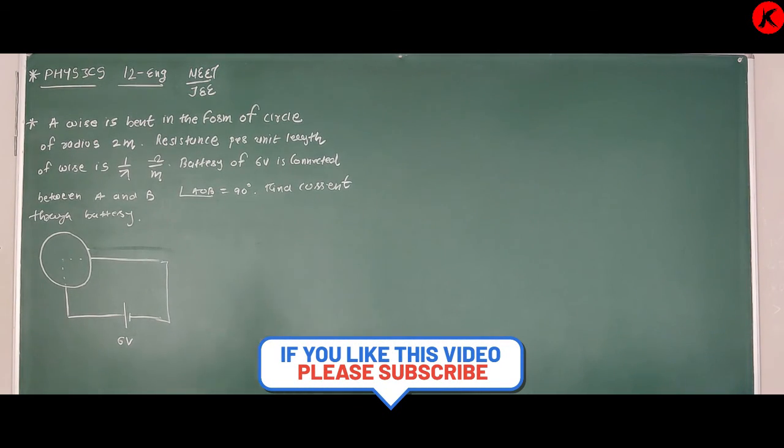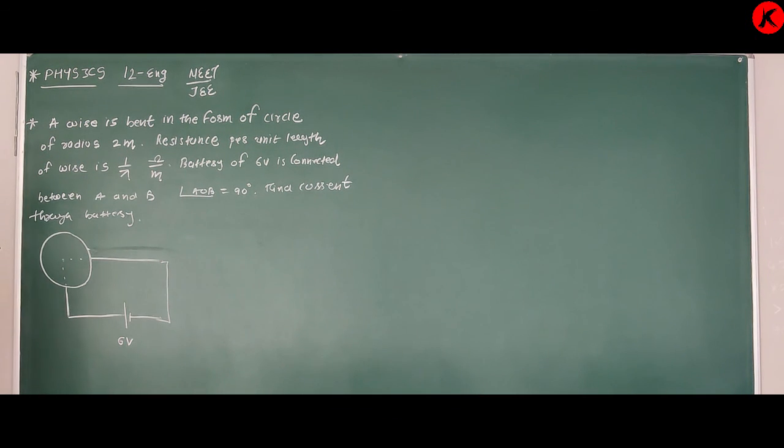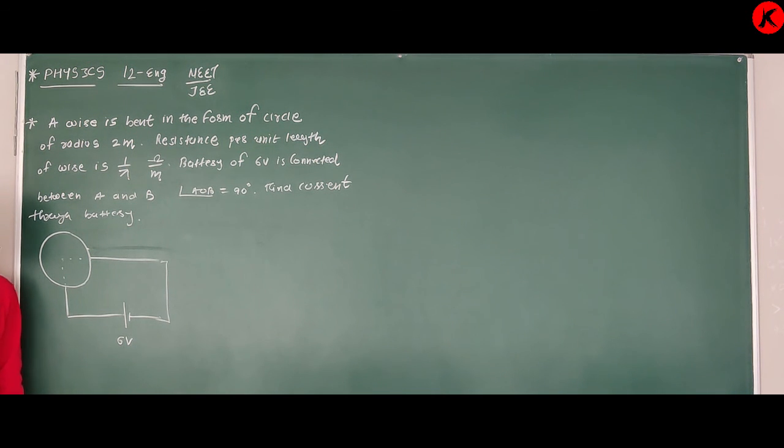Okay, next question. See, here it is given: a wire is bent in the form of a circle of radius 2 meter. Resistance per unit length of wire is 1 upon pi ohm per meter. A battery of 6 volt is connected between A and B, and angle AOB is equal to 90 degrees. Where is A? It is A, it is O, and here it is B. AOB is 90. Find the current through the battery.